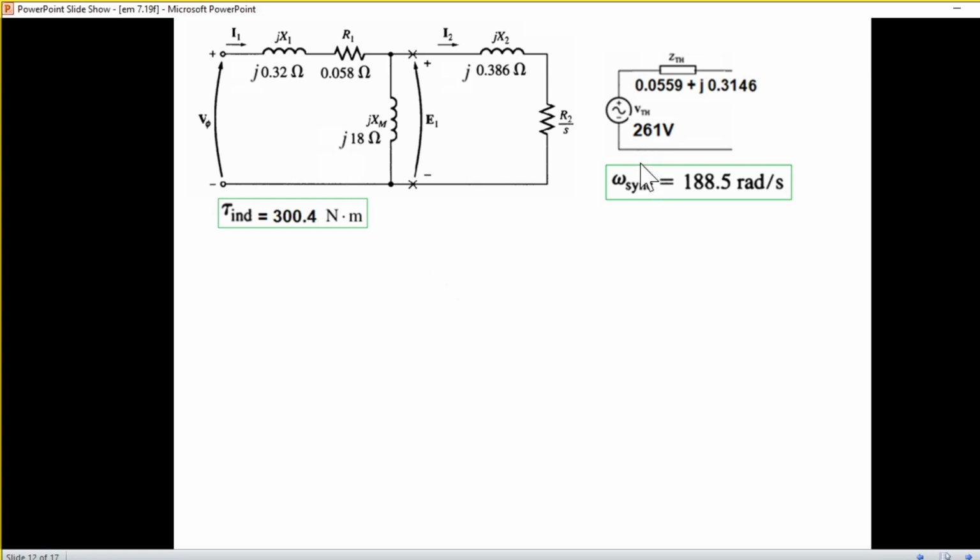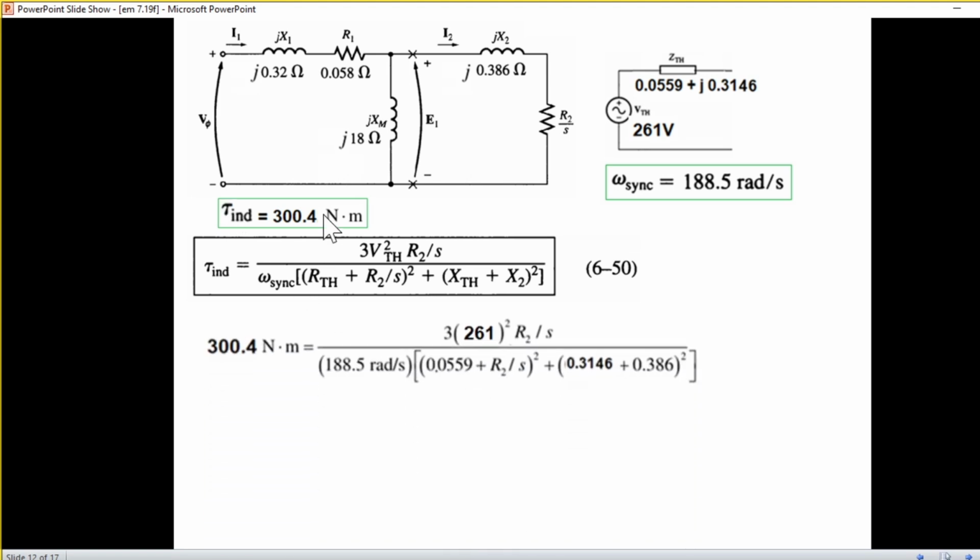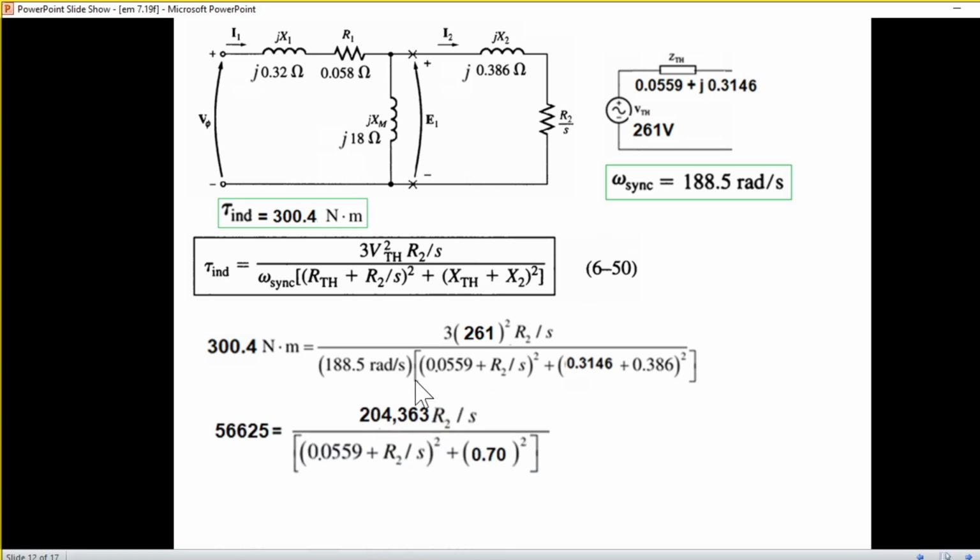So we have calculated all these parameters. Now we can plug into the equation for T induced. V Thevenin we have found, 261, and all other parameters we already know from here. So plugging in, and now if we multiply these two, it will be 56625. This one will be giving this value. And now we will open this bracket terms.